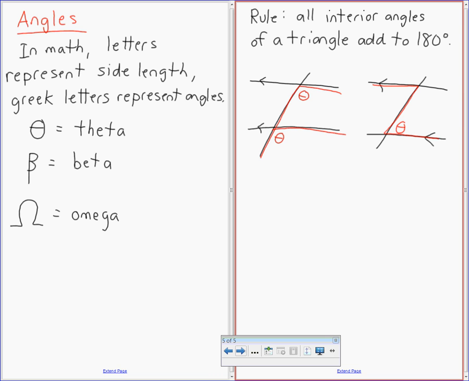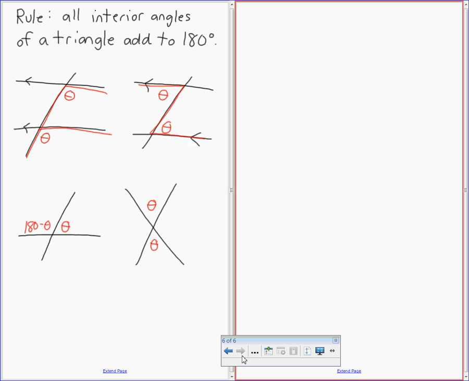We have theta is equal to theta. We have theta and 180 minus theta. We have, once again, theta and theta.